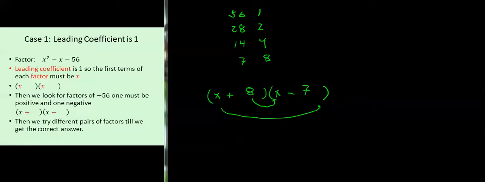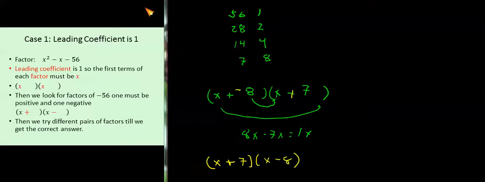That gives me a positive 8x minus 7x equals 1x. I don't want 1x, I want negative 1. So all I do is switch the sign. This becomes a negative, this becomes a positive. Don't even need to use my eraser. So my final answer, x plus 7 and x minus 8.